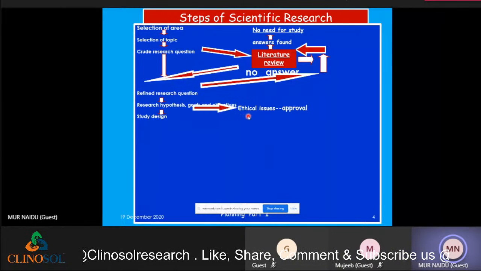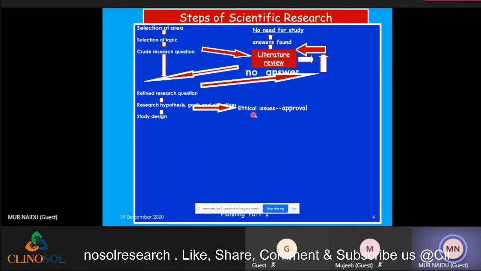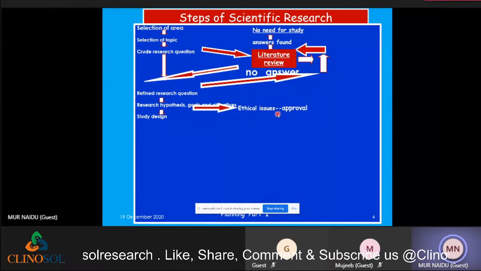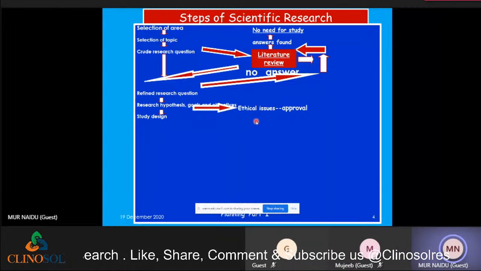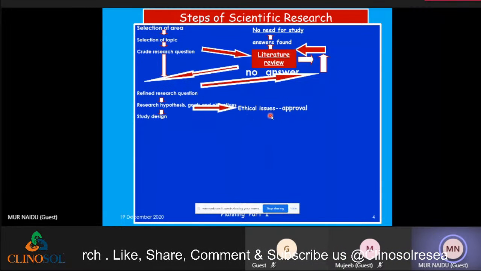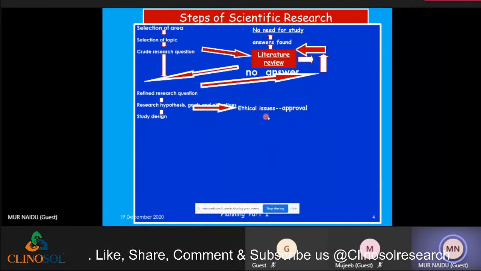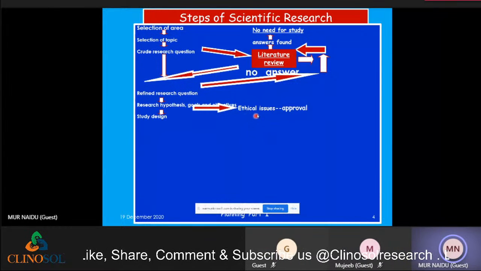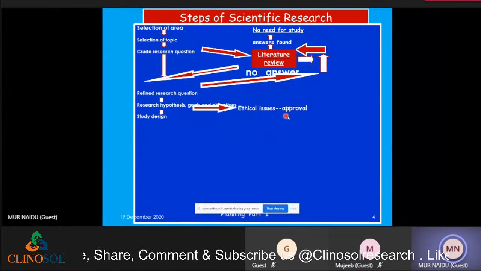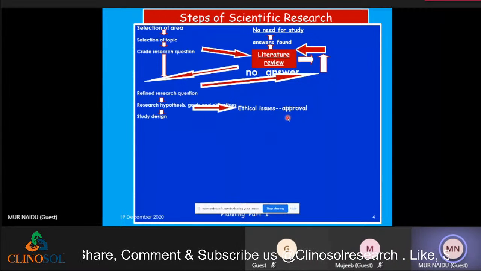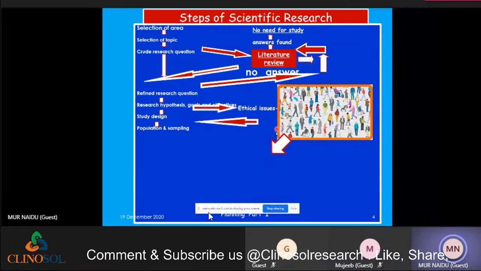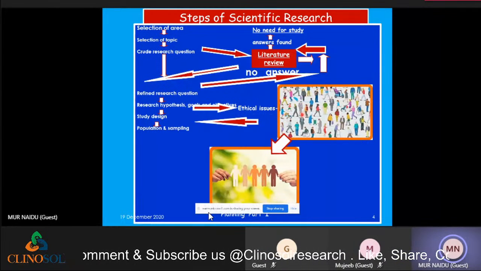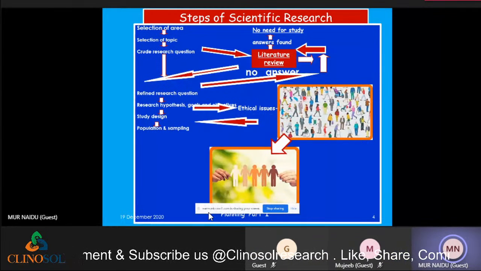And there is a specific requirement for all ethics committees that the protocol has to be submitted for approval. So all the documents which are required, that is the case record form, protocol, and all other information, you submit to this committee and get your written approval. Once you get your written approval, the next thing is you have to identify your population.